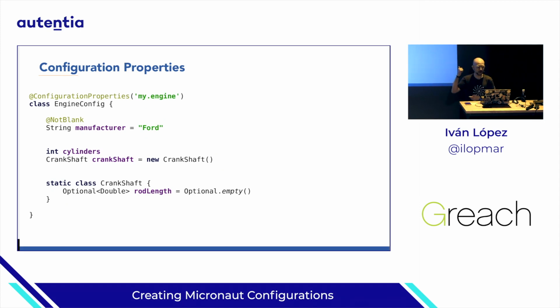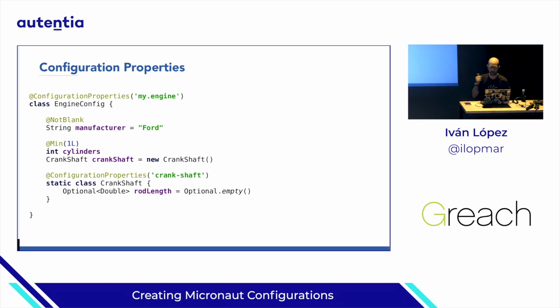You can also do things like that with this approach. You can annotate using the validator API: I need this to be not blank, or I need the value to be at least 1. And you can also create nested properties, creating static inner classes and annotating them with configuration properties.